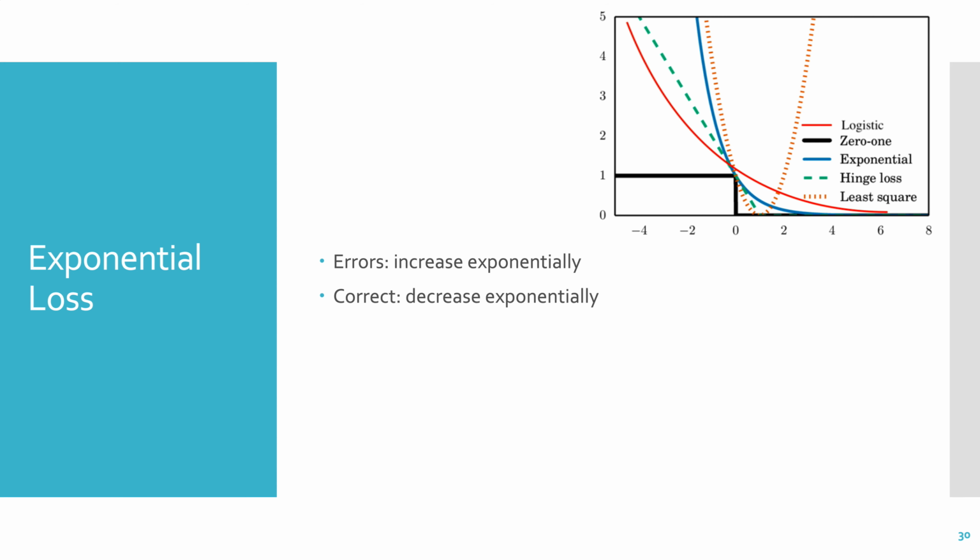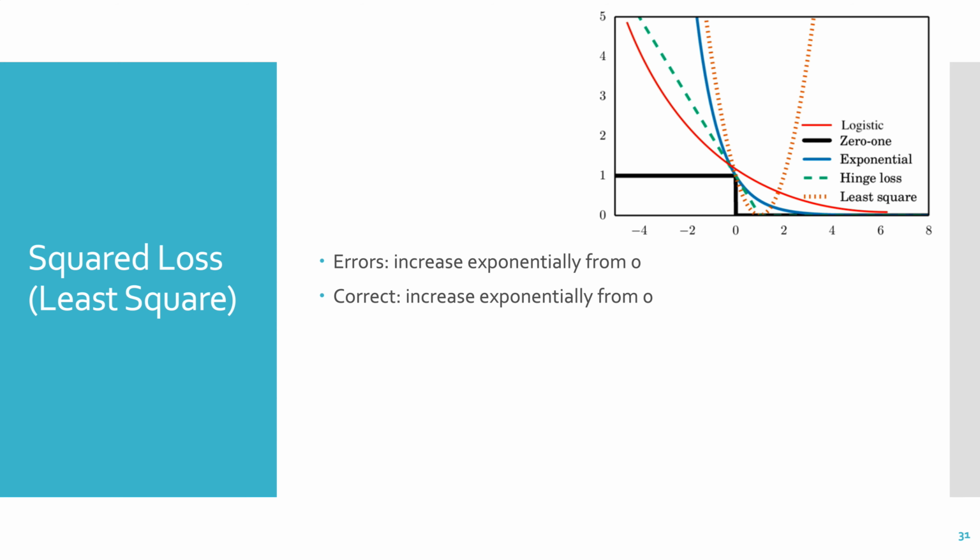Exponential loss. Errors increase exponentially from 1. This is much worse to make a mistake in this case than any of the other loss functions we've seen. Correct predictions decrease exponentially from 1, so the loss decreases much quicker than the log loss on the correct side, but similarly, the loss never actually reaches 0.